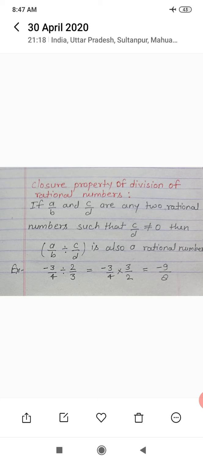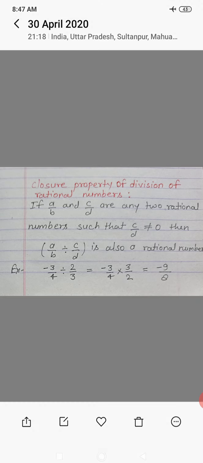The result is a rational number, but we know that any rational number a by b divided by 0 is not defined. So rational numbers are not closed under division, but if we exclude 0, then all the rational numbers are closed under division.